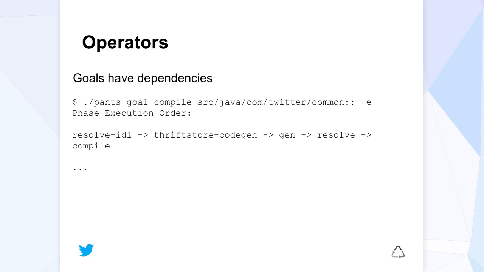And this is a little Pants command line where we're saying dash e, we're saying explain. So it's explaining what a compile does, and a compile depends on all these things. So this is a list of the internal goals that Pants is going to run for you to end up achieving a compile.